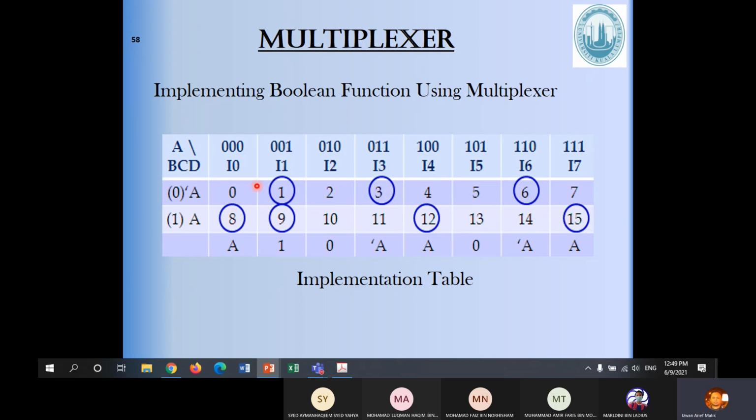And then apa yang kita kena buat? Kita kena compare setiap row ni, A bar dengan A. So this one kita bulat hanya dekat A. So tanda dia sebagai A. Second one, both of the inputs, A bar dengan A. So akan jadi 1. Yang ini tak ada 0. Yang ini dekat A bar. This one A, 0, A bar, A. So now we know I0 is A, I1 is 1, I2 is 0, I3 is A bar, I4 is A, I5 is 0, I6 is A bar, I7 is A.